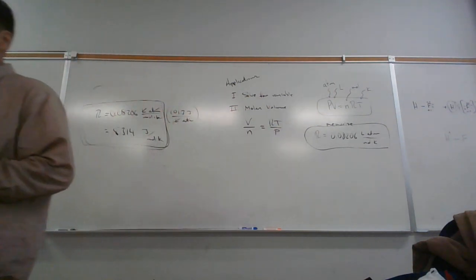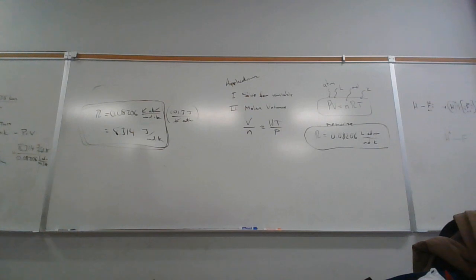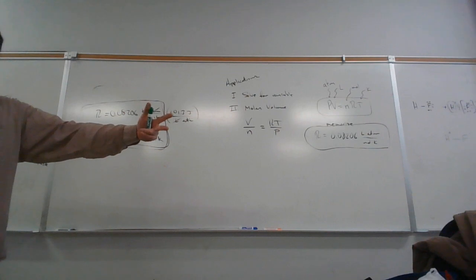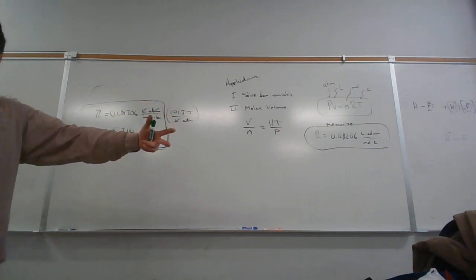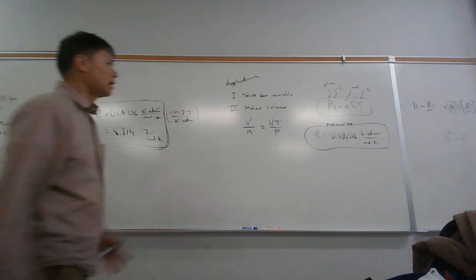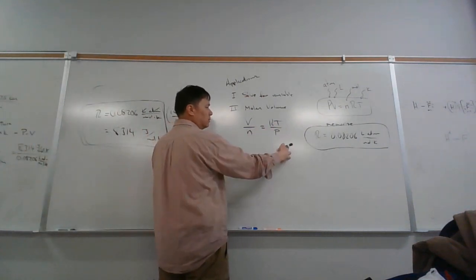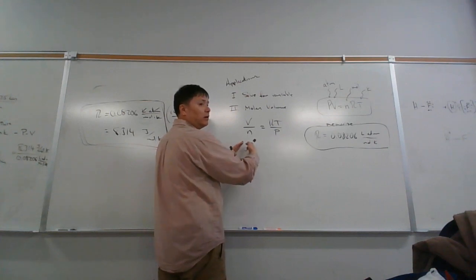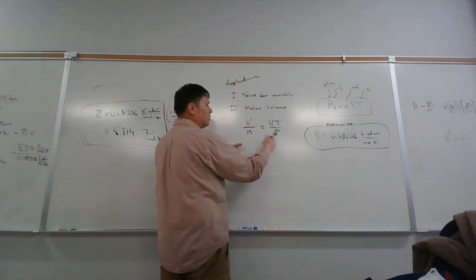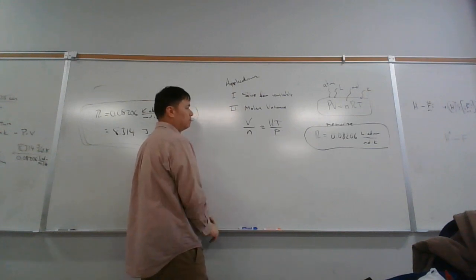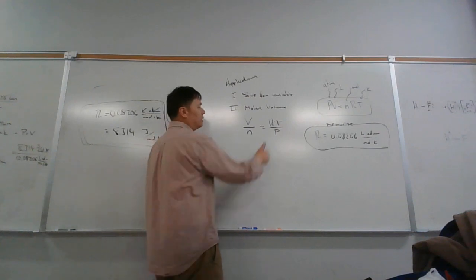So how much space a mole of gas occupies depends on the temperature and the pressure. The higher the temperature, the bigger the volume or the smaller the volume? Yes, the higher the temperature, the bigger the volume. The higher the pressure, the smaller the volume. So increasing T increases the volume, and increasing P decreases the volume. And so we can calculate the molar volume.